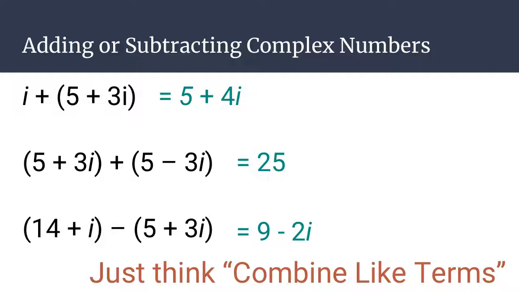Now if you have 5 plus 3i plus 5 minus 3i, this is an important example we'll be coming back to a little bit later. But for now, if we just add it, the 5's add together to make 10. Then you have a 3i and a negative 3i. Well, those things cancel out when you combine like terms, so your answer is just 10. And finally, if we had a negative, you would just have to distribute that negative. So the negative gets distributed to both parts, so that you have 14 minus 5, and then i minus 3i when that negative gets distributed. So 14 minus 5 is 9, and i minus 3i is a negative 2i.